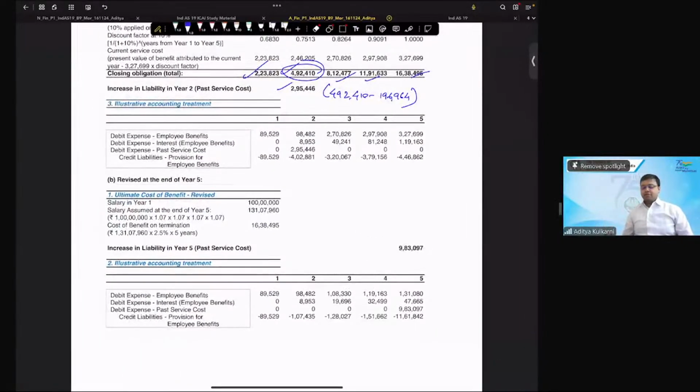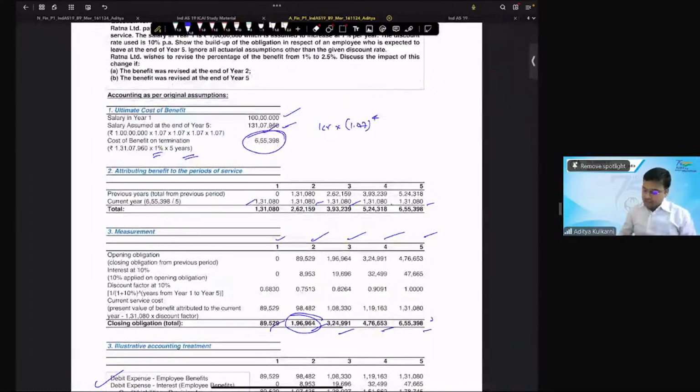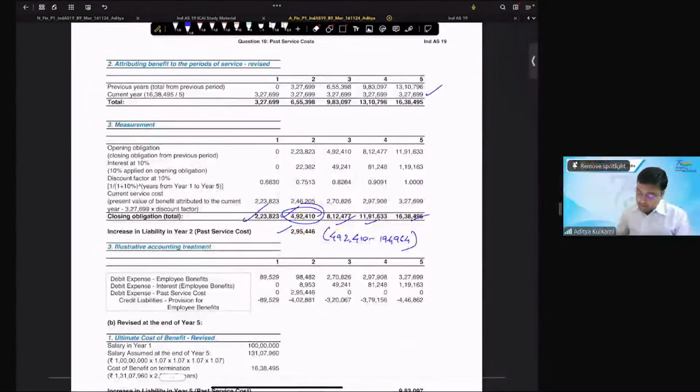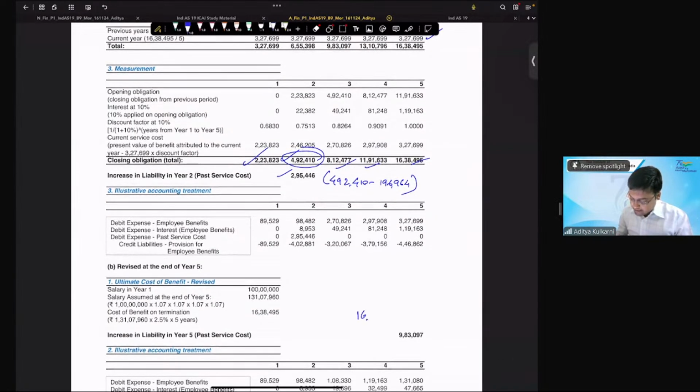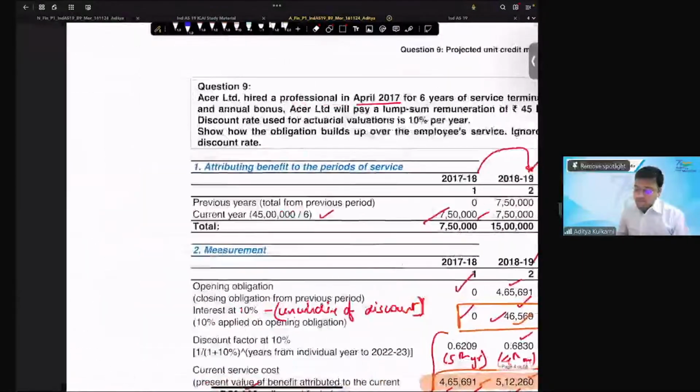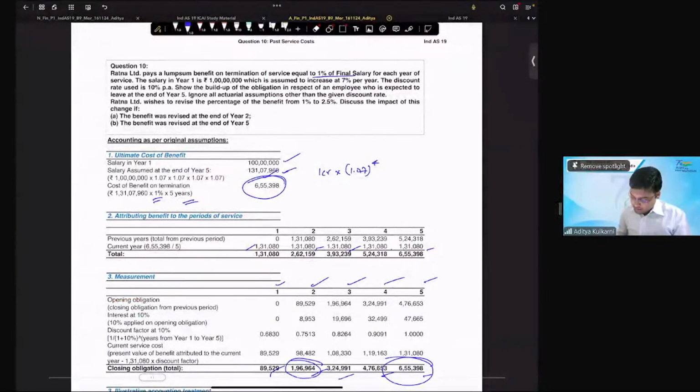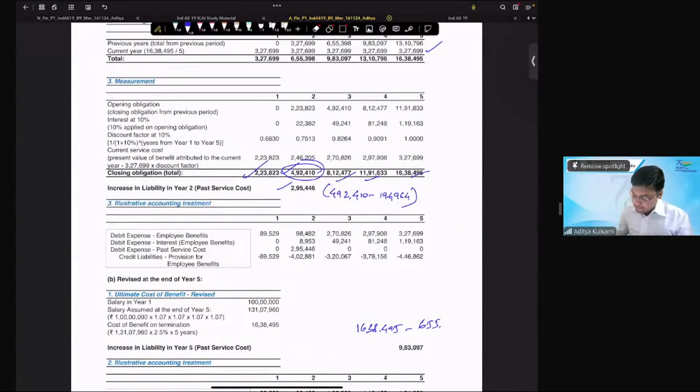If it happens at the end of year 5, then what was your obligation here? 6,55,398. So this will come to 16,38,495 minus 655,398. That comes to 9,83,097. This will come in the 5th year. So in the 5th year, where will I take the 9,83,000 hit? P&L. This also goes to the P&L.